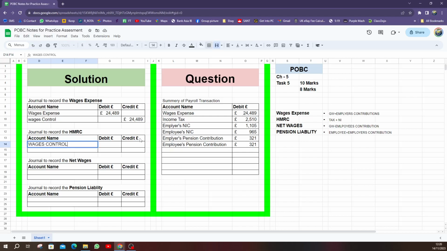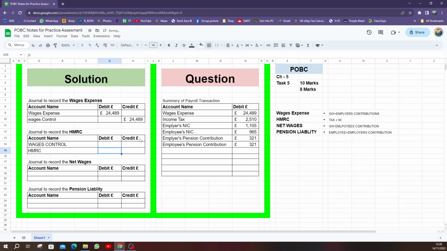So when we come to the HMRC, the journal record will be: first wages control debit, and HMRC credit. So how much is the HMRC? For HMRC, we're going to add income tax and all the NIs, which is 4,580. So 4,580, 4,580. Okay.